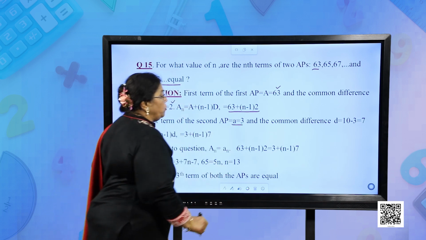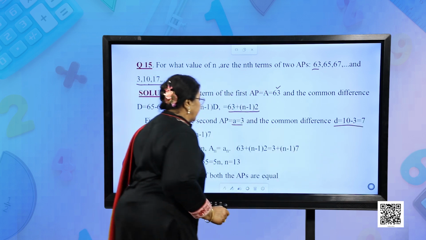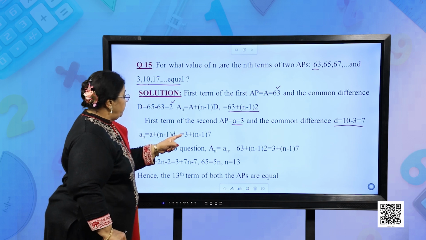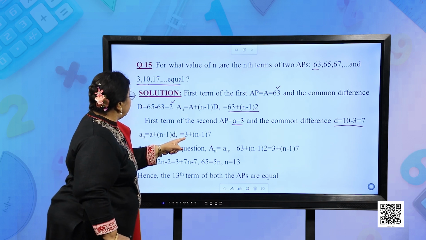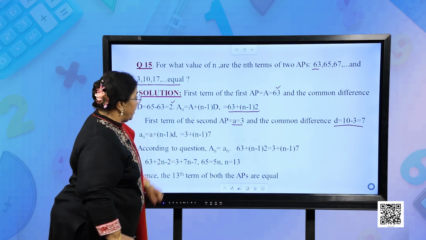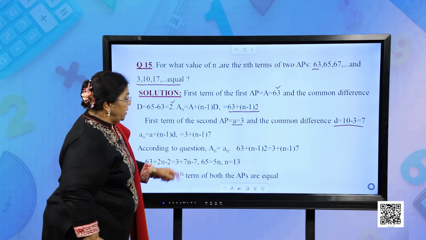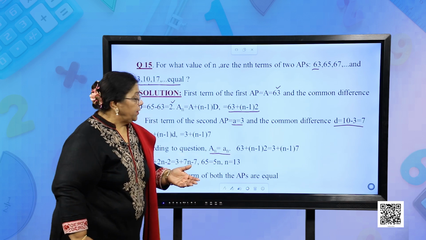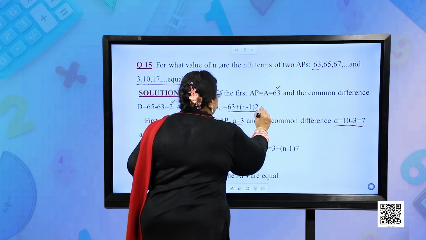10 minus 3 is how much? 7. Okay. So, an is equal to a plus n minus 1 into d. If we express the values in this, on substituting we get 3 plus n minus 1 into 7, and according to the question both the APs have nth term as equal. So, I will just equate these.